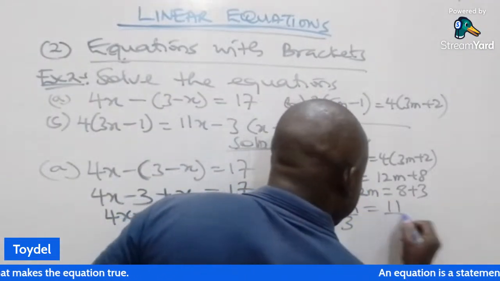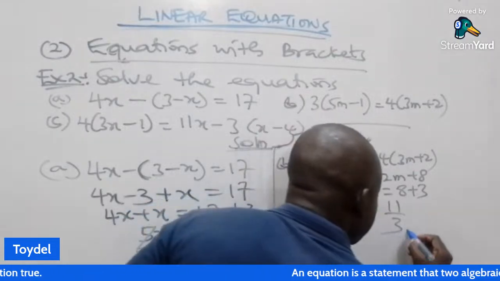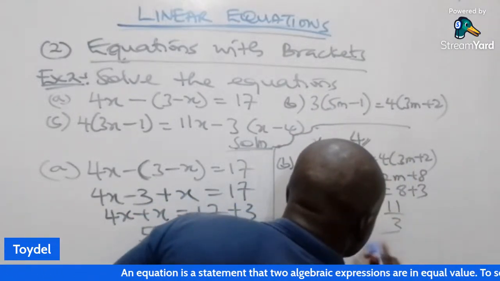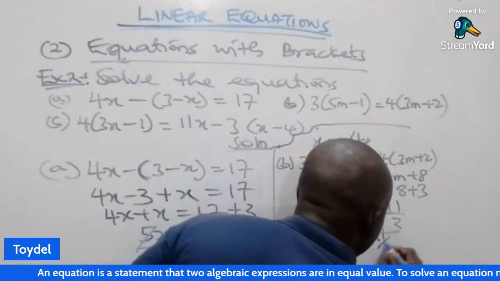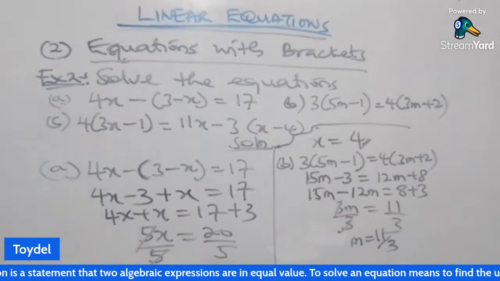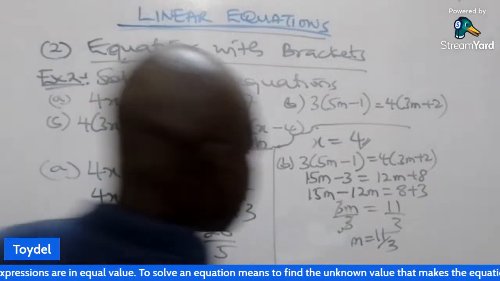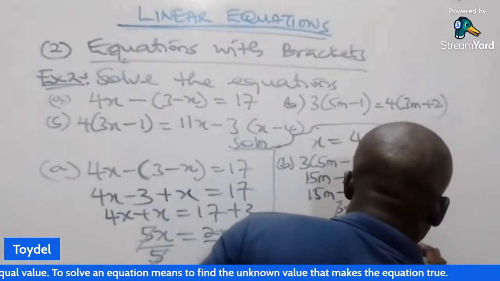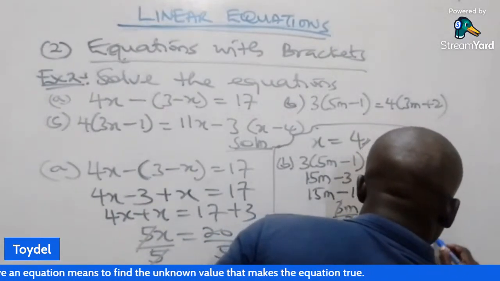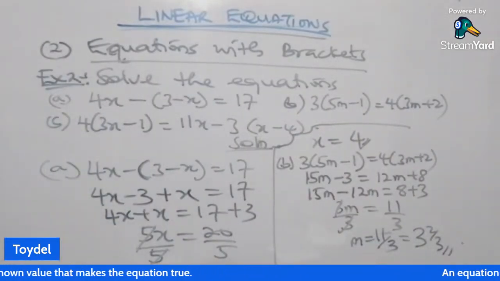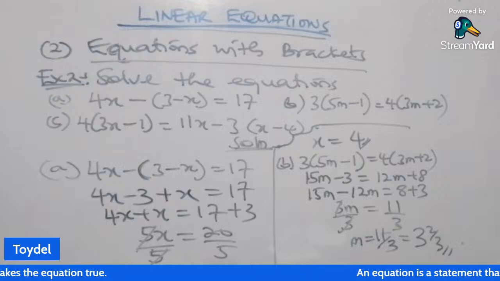Let's divide both sides by 3. 3 will cancel 3, so that m is equal to 11 all over 3. Then we can convert that 11 over 3 to a mixed number. That becomes 3 whole number 2 all over 3. So that's the value of m. So we go ahead and solve the third one.